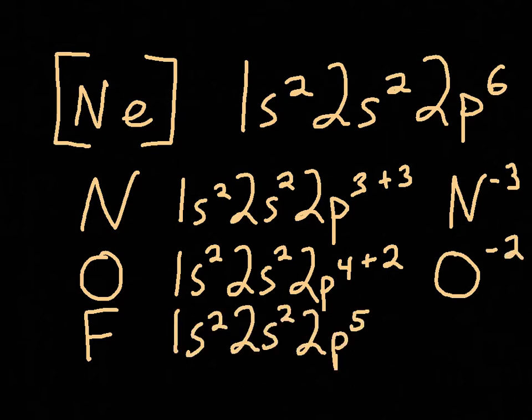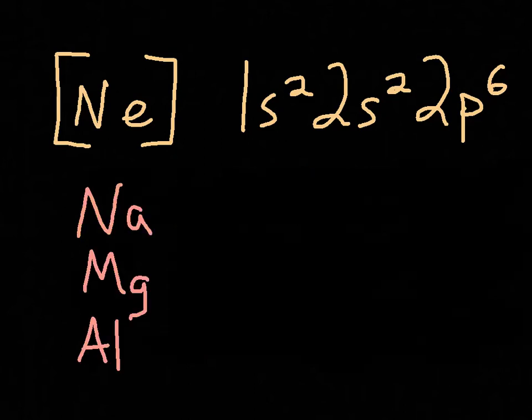All halogens, including fluorine, have 2s2, 2p5 for a total of 7 valence electrons. Only 1 more electron is required to reach that noble gas state. Therefore, fluorine's ion is F to the negative 1. These are the 3 anions that can form to have that neon noble gas electron configuration. Now let's consider the cations for neon.